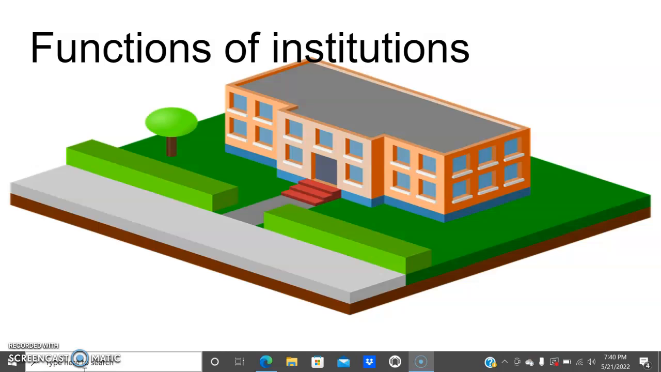Another institution that you could be tested on is that of government. I did not want to touch this one until another video, but let us look at it anyhow. So, what are some of the functions of government? One function of the government is to uphold the Constitution.